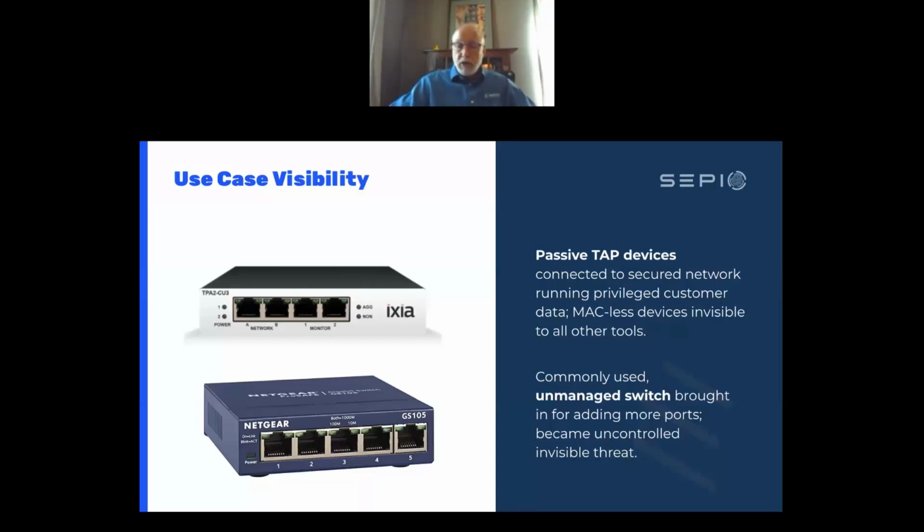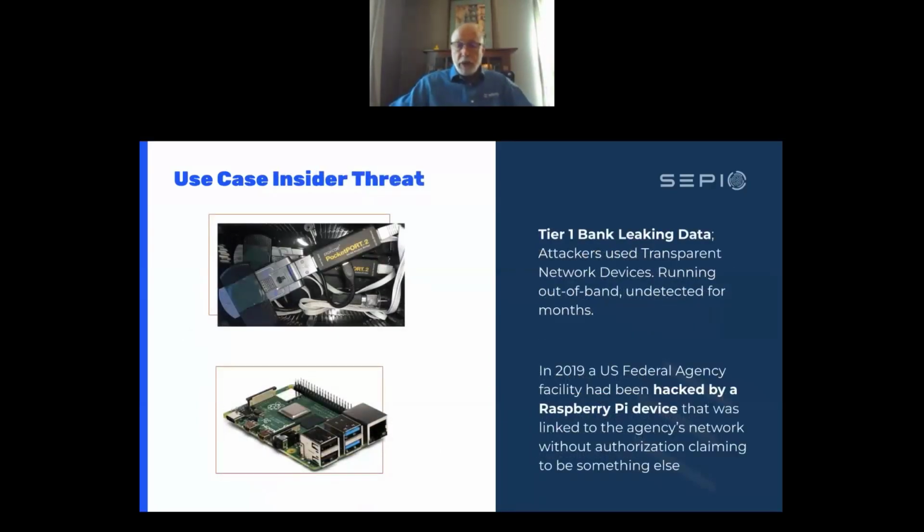The other way to find these is visually. Somebody might raise their hand and say, yeah, of course I've got a shadow IT device out here, or I've put a hidden tap in your network, but that's unlikely, whereas Sepio will see these immediately. Andrew, next slide. Here's a couple of slightly more interesting examples.